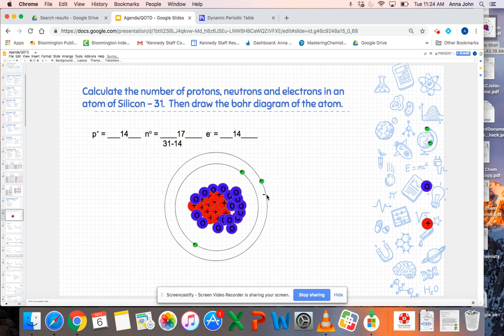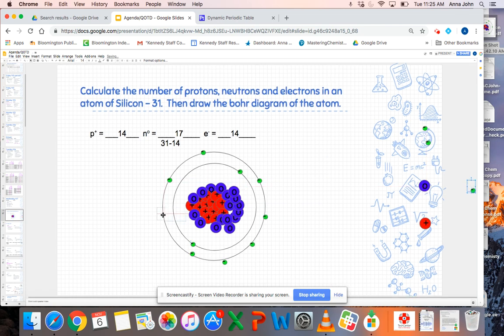1, 2, 3, 4, 5, 6, 7, 8. Now notice I'm putting them as far away from each other on the orbital as possible. They don't like to be next to each other, so that's why I'm putting them so far away.